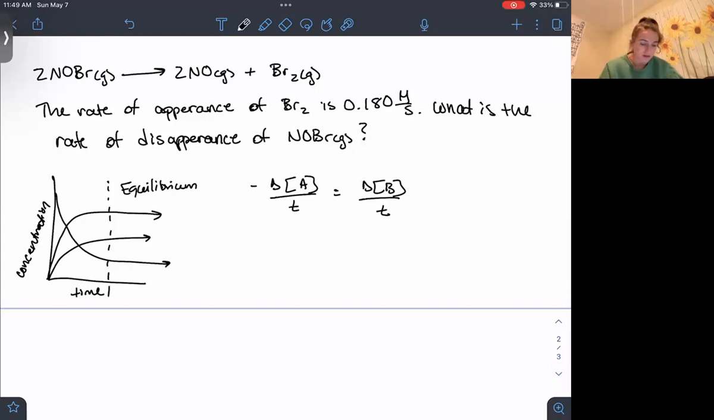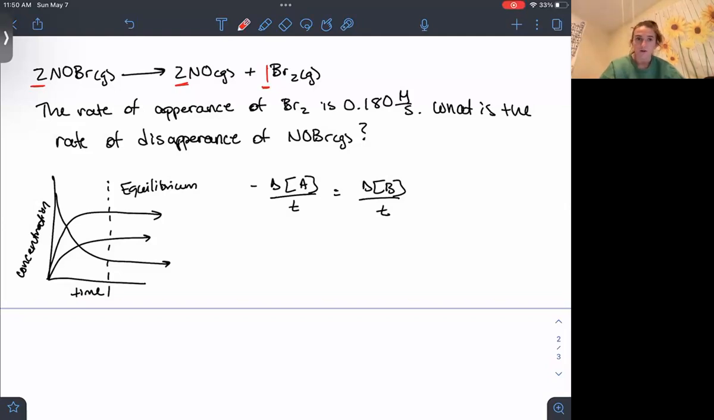Your coefficient, or the 2 in front of your NOBr and your NO, is also used in your rate. And there's a 1 here. This is saying that your reactant is disappearing twice as fast as the rate of appearance of your Br2. Because for every 2 moles of NOBr that you are consuming, you're only producing 1 mole of your bromine. Yes, that's a negative next to the delta.